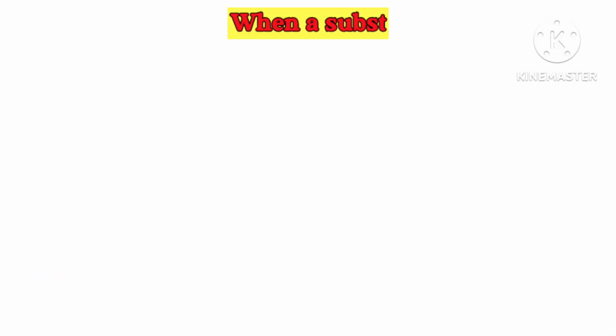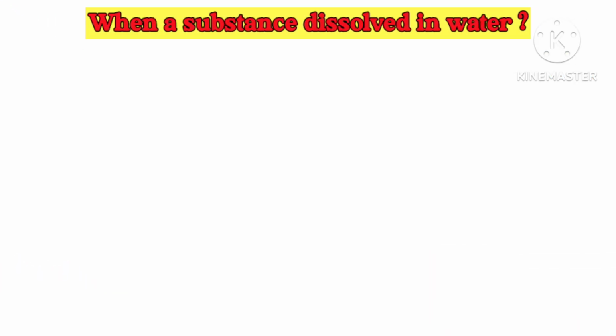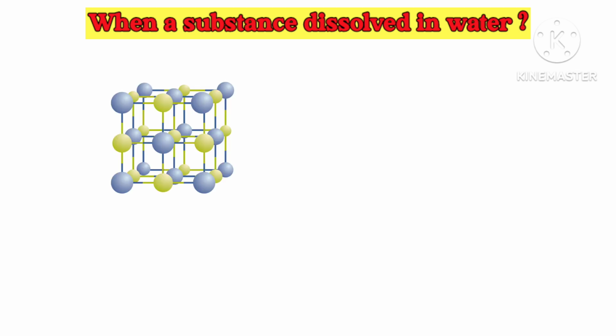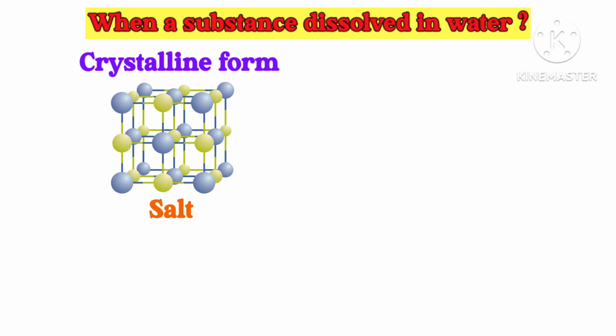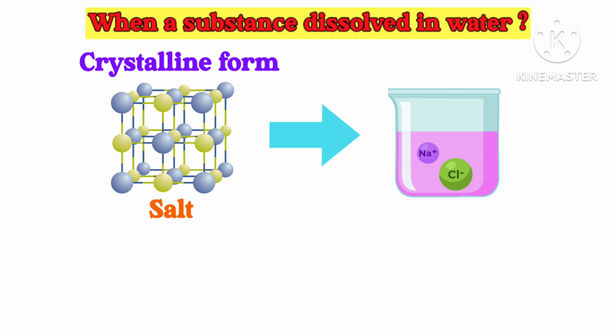Now, what happens to a substance when it is dissolved in water? Let's consider an ionic compound like salt. We know that ionic compounds exist in a crystalline form. When we dissolve ionic compounds like salt into the water, they dissociate into respective ions. Salt dissociates into sodium and chlorine ions.